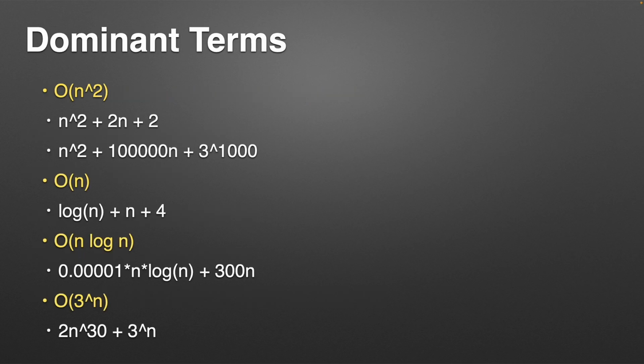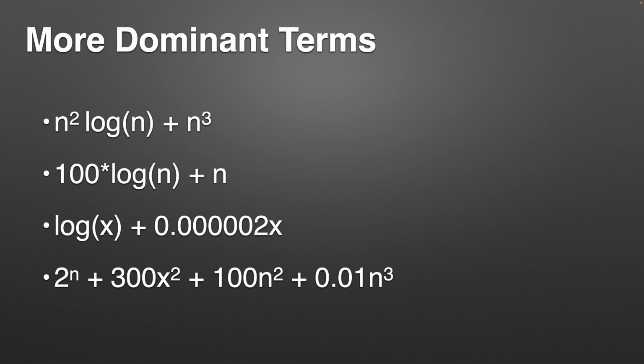So we discussed these dominant terms and looked at a few basic equations and how you choose the dominant term. And so here are some where n squared is the dominant term. Here's order n log n, 3 to the n. It's a pretty simple idea. There's a few cases that can be a little bit confusing. So let's try these. This first one, what is the dominant term in that one?